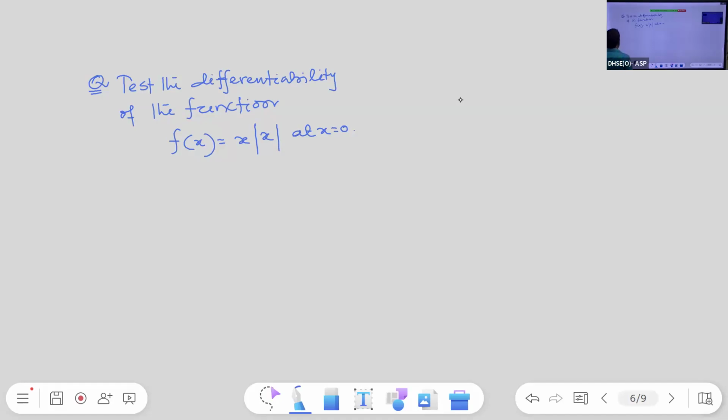Test the differentiability of the function f of x is equal to x into mod x at x is equal to 0. Tell me what is your answer? Differentiable or non-differentiable? LSD, RSD exist, but are they equal? Yes, equal. And okay. Come to the solution.